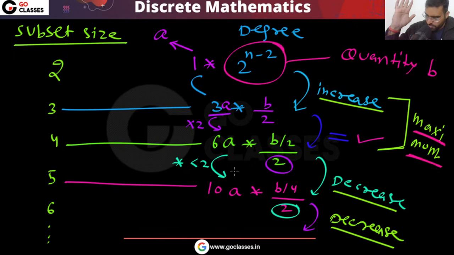Okay, so that's it. This is your complete analysis of this question. I hope you understood. So finally, your answer is what? Let's see the final answer. The final answer is coming for 3,4. So your final answer, the maximum degree, is coming for 3,4.